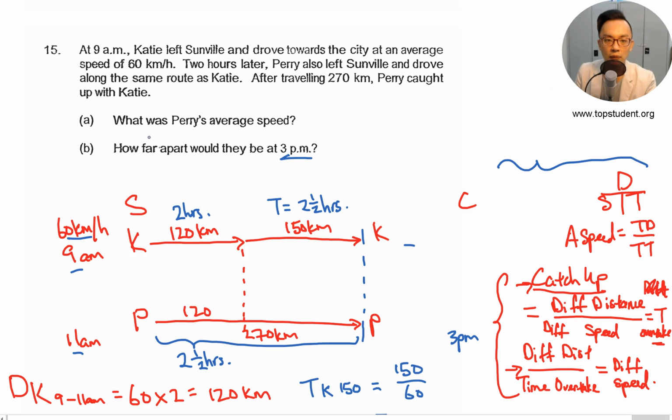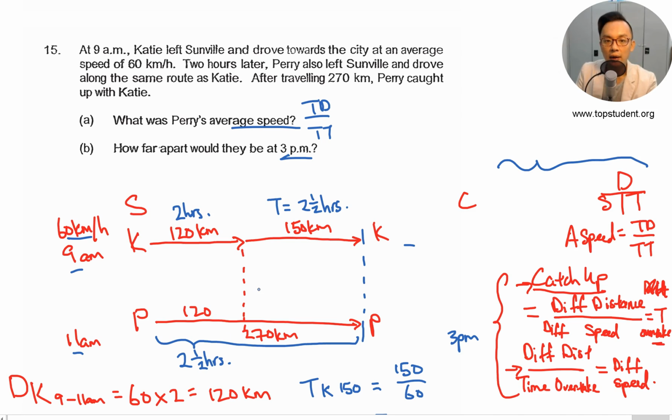So what was Perry's average speed? You must remember, average speed is total distance divided by total time. So I know that the total distance traveled is 270. I know that the time traveled is 2.5 hours, because that was the time traveled by Katie in this 150 kilometers. So to find average speed, I take total distance divided by total time.